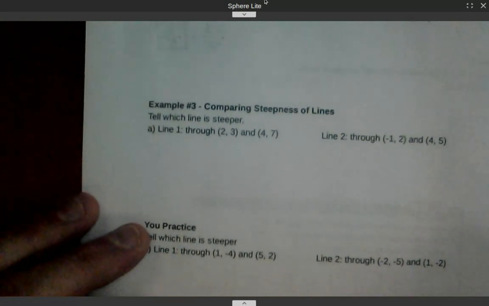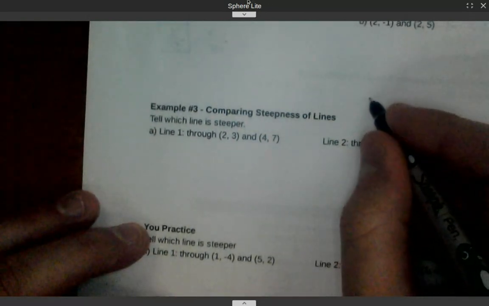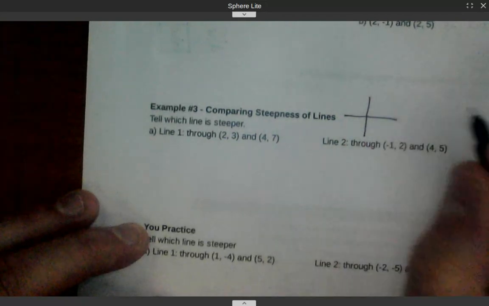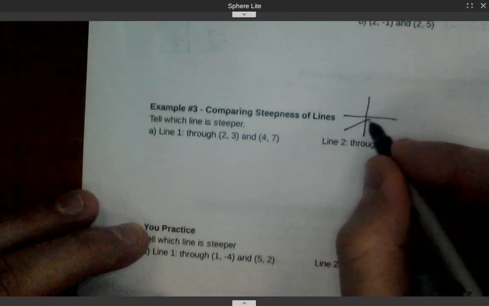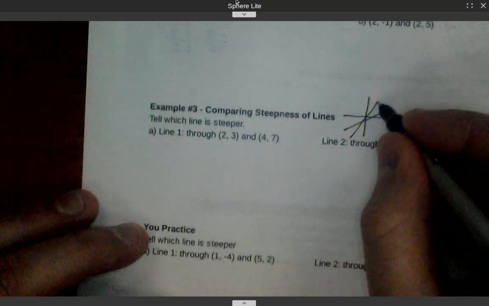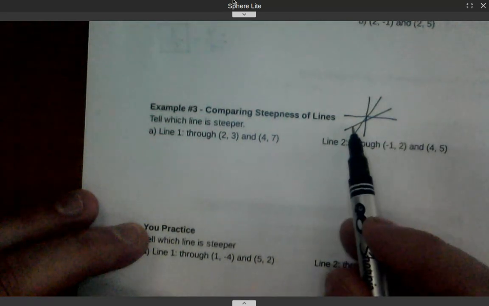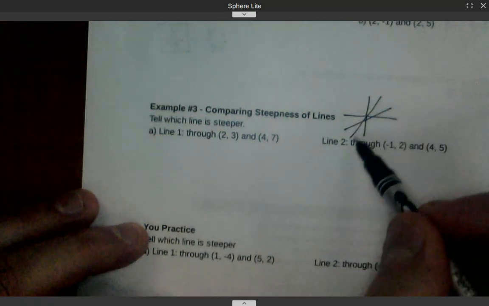Example number 3, comparing steepness of lines. Now we can have two types of graphs. We can have a steepness. So for example, if I look at a line, I know that one of these is steeper than the other. Which one would you rather climb? You'd probably like to climb this one rather than this one.